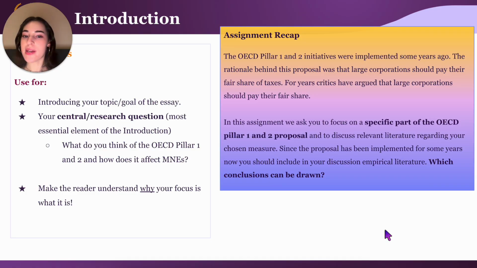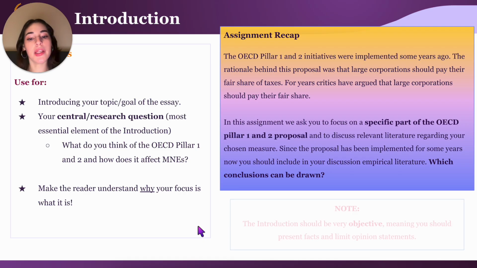So just to give a quick assignment recap, we are focusing on the OECD Pillar 1 and 2 initiatives. These were implemented a couple of years ago. So you want to have a closer look at this and evaluate Pillar 1 and 2 in terms of either success, implementation, and so forth. It's really up to you based on your own look into the literature, and of course your own focus on either Pillar 1 or Pillar 2 or both is also fine. So that is the main focus, and looking at what conclusions can be drawn based on the results so far of these initiatives being implemented.